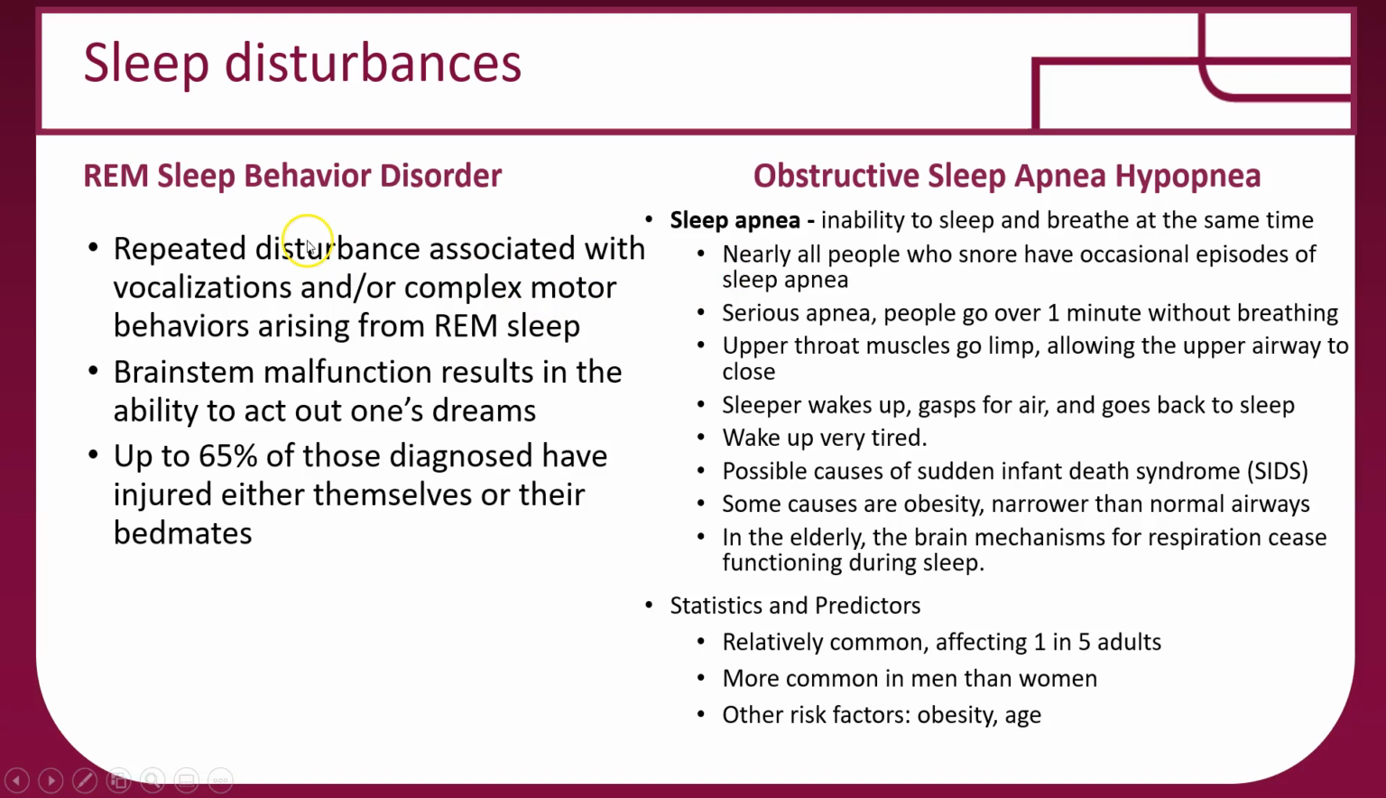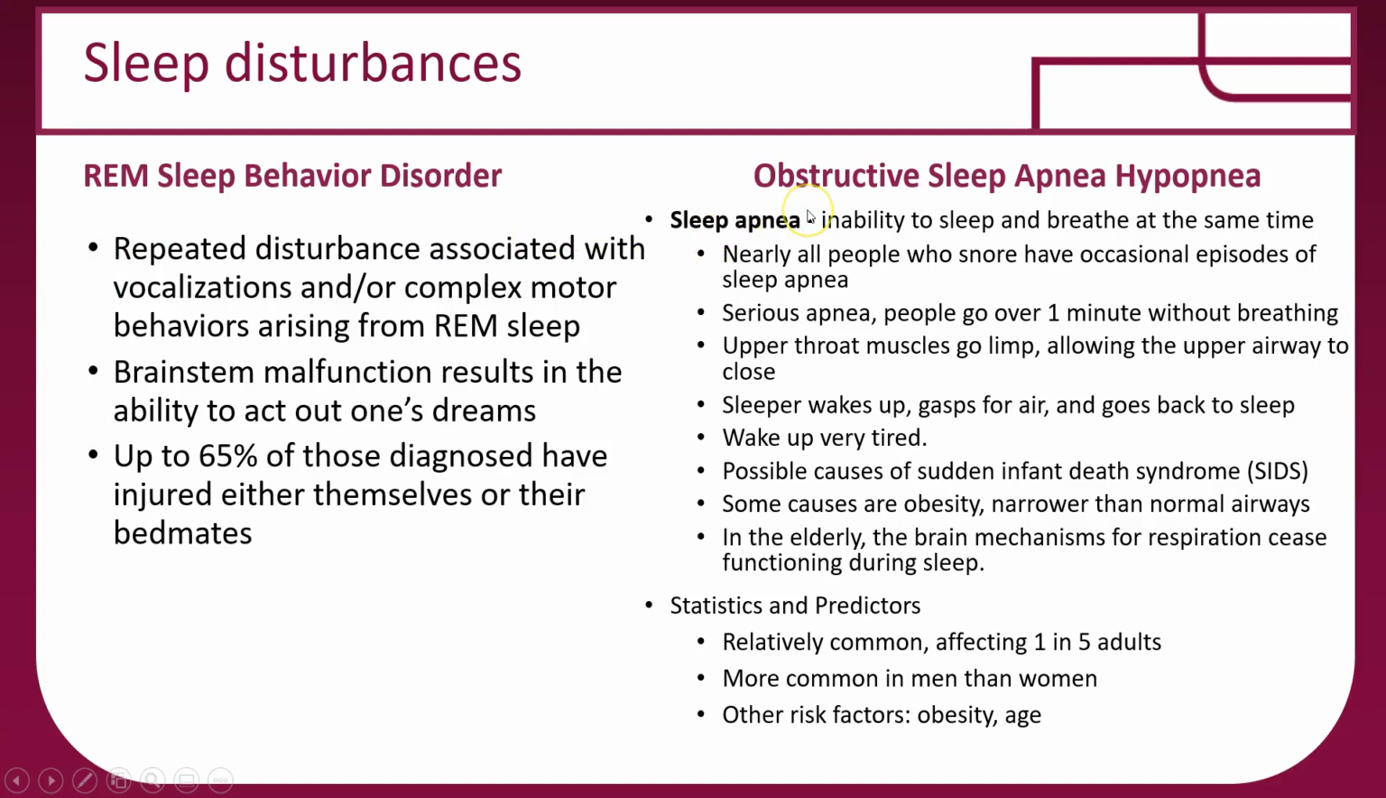REM sleep behavior disorder. This is repeated disturbances associated with vocalizations or motor behaviors arising from REM sleep. Seems to be a brainstem malformation that results in basically the person starts to act out their dreams. And up to 65% of those diagnosed have either injured themselves or their bedmates. This is why the muscular paralysis during REM sleep is so important. Because if not, we might start acting out our dreams. You get up, you walk around, you do all sorts of things, but you're asleep, so you would hurt yourself. And that seems to be what happens in a REM sleep behavior disorder.